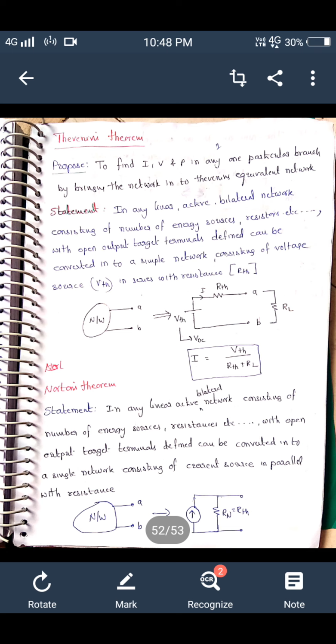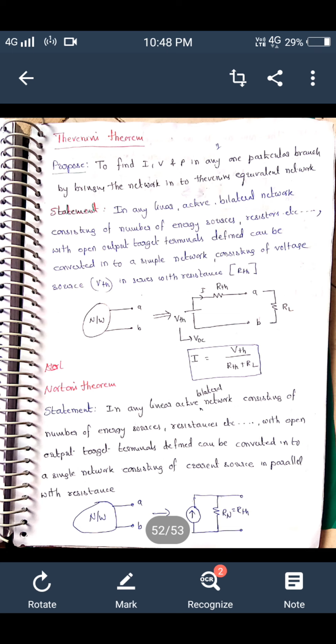Suppose a network has many sources and passive elements, and you want to find one particular branch current. We follow these steps. Step 1: remove the element from the network and make it short circuit. Previously it was open circuit, here short circuit, because we are analyzing current. Remove the element where we need to find the current and make it short circuit. After short circuiting, calculate the current across the short circuit terminals. That current is called Norton's equivalent current.